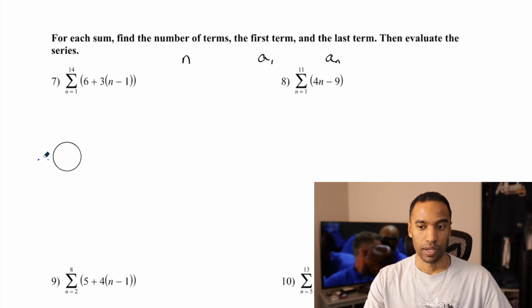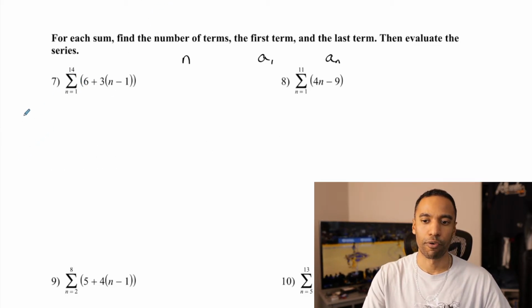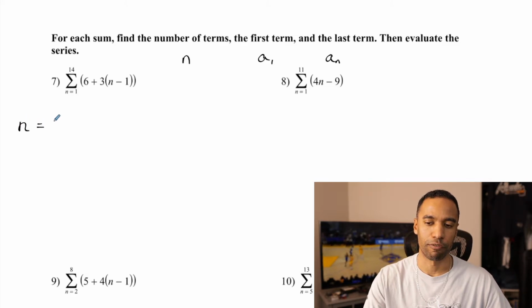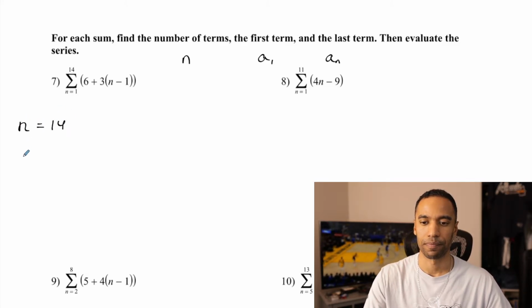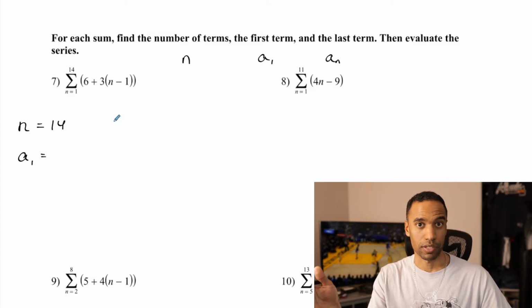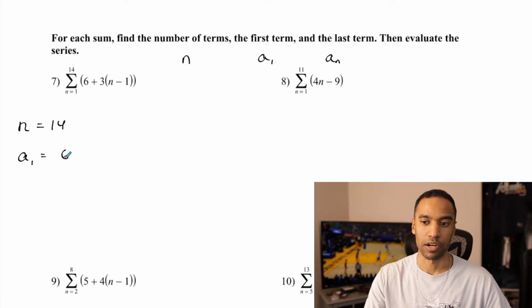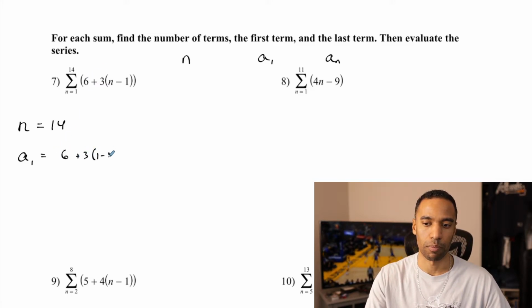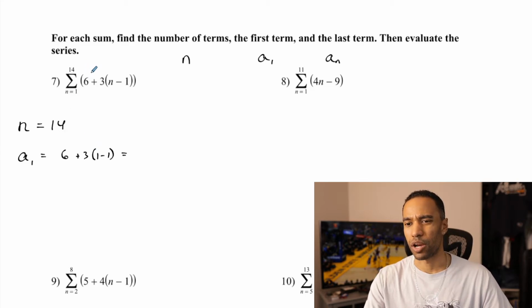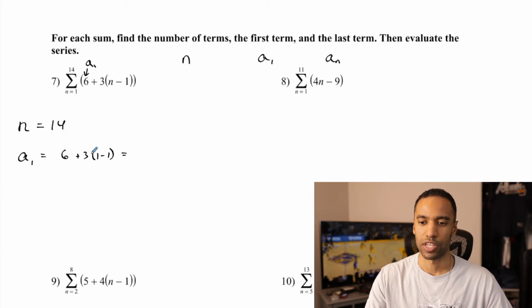What I am going to do, though, is get that first term. Oh, sorry, we still need to get n. From 1 to 14, that's 14 numbers. So n is 14. My a sub 1, or my first value in my series, I'm going to plug it into there. So 6 plus 3 times 1 minus 1. Given that formula, a sub 1 is 6. 6 plus 0 is 6 right there.